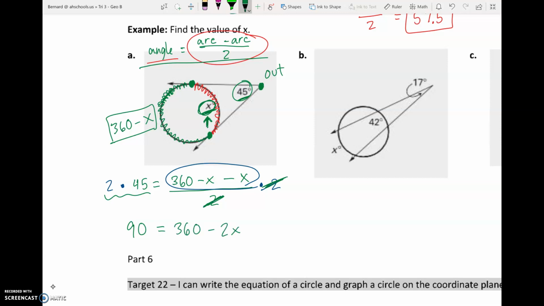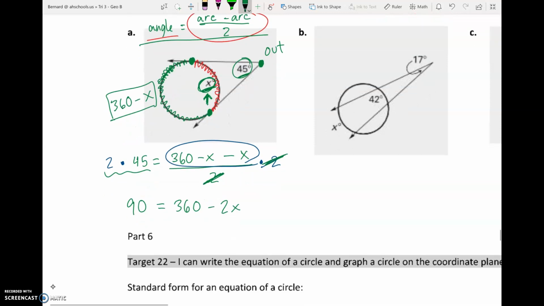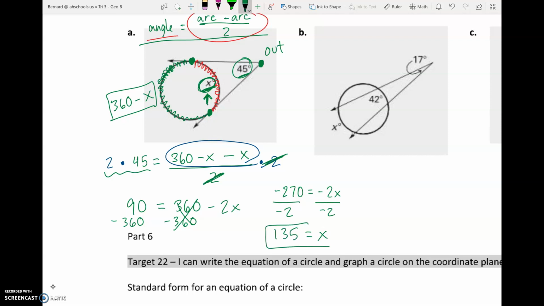And now we just solve for x. And we do that by, let's start by subtracting 360 first. And so this will cancel, and 90 minus 360 is negative 270. And that equals negative 2x. And then to get x by itself, we'll just divide by negative 2. And that'll leave us with x on the right. And negative 270 divided by negative 2 is positive 135. And that's what x is.